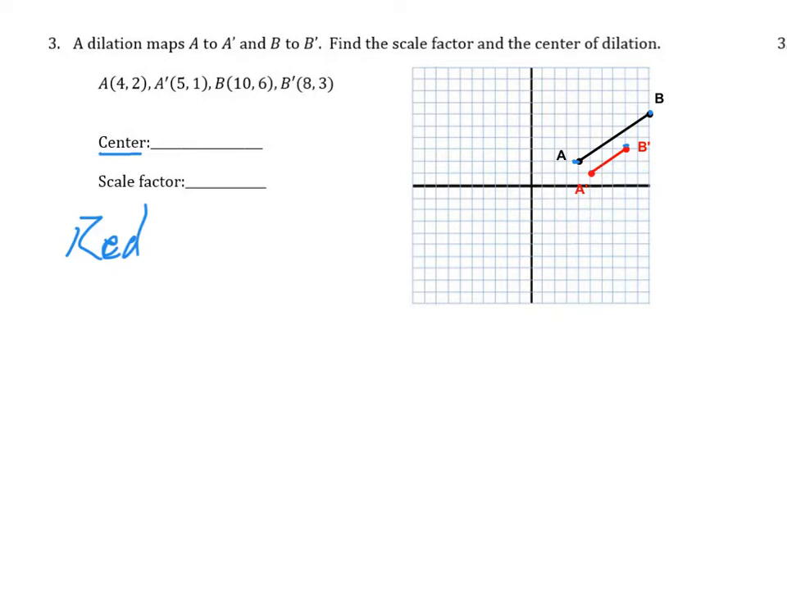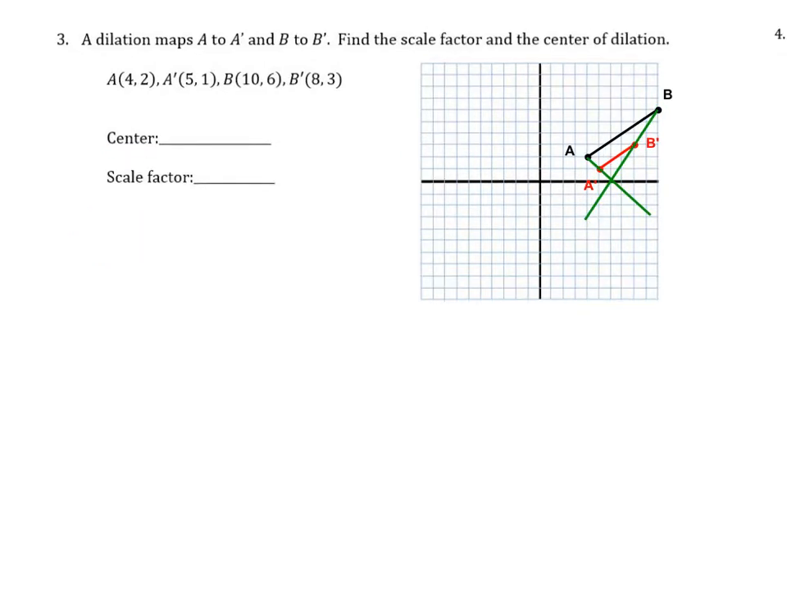So I'm going to do what I did last time. I'm going to connect my points, B to B prime. I'm going to try to continue drawing this as straight as I can. And A to A prime, continue drawing that as straight as I can. And that should locate where my center is. I have some straighter lines here to help me out. It looks like it's going to be right here on the x-axis at 6, 0.